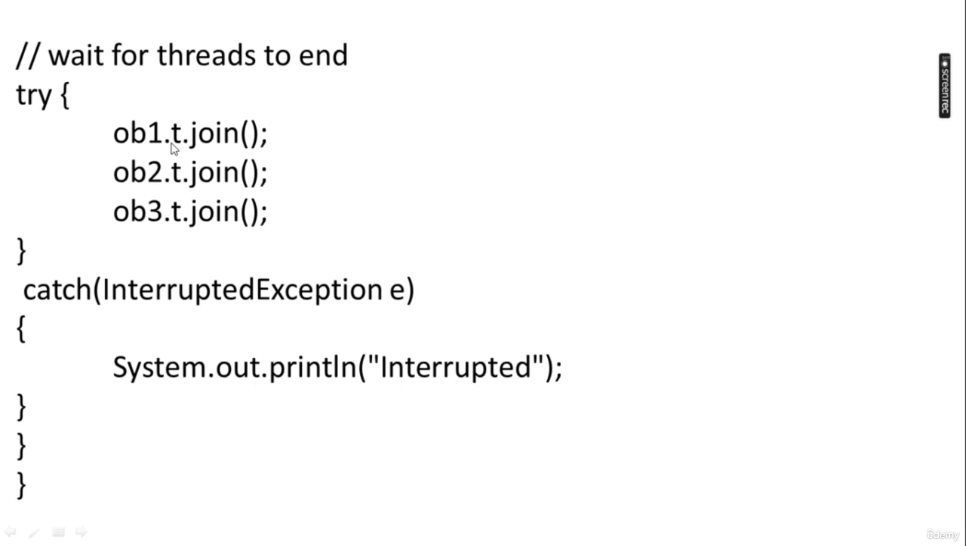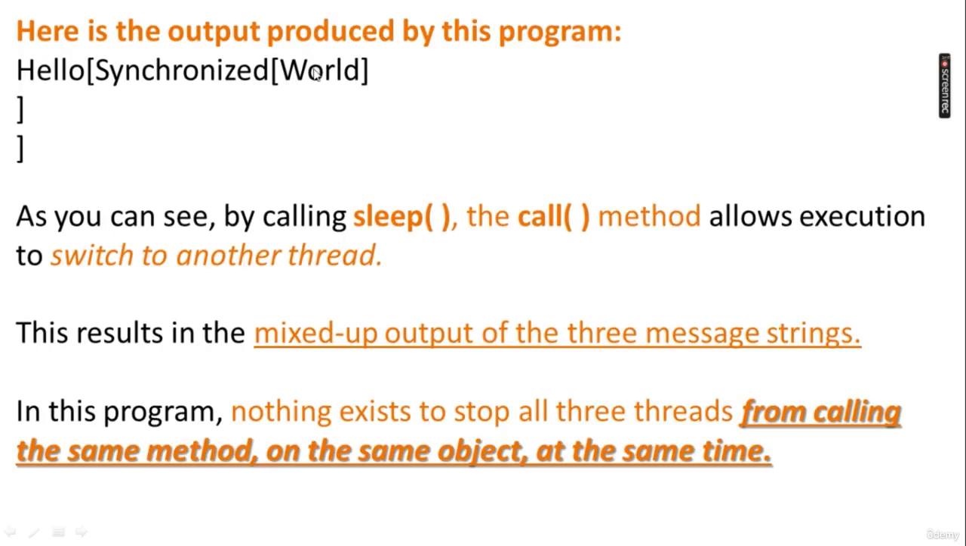Now, object 1 is waiting for join, object 2 is waiting for join, and object 3 is also waiting for join. This is the output: Hello, Synchronize, and World. For the first one, there is no opening and closing square bracket. For the second message, there is only the opening square bracket and not the closing one. And here, there are both opening and closing square brackets. The remaining square brackets are printed at the last.